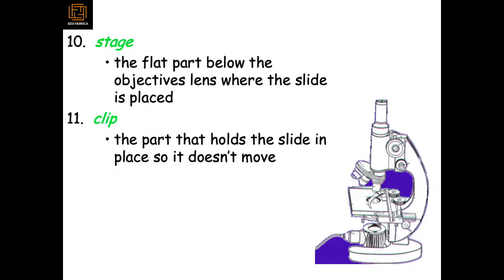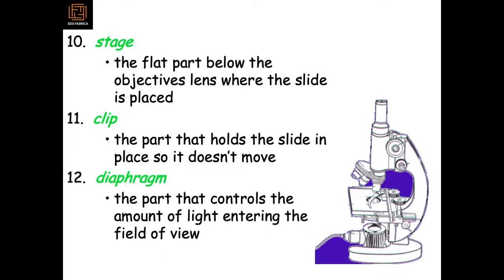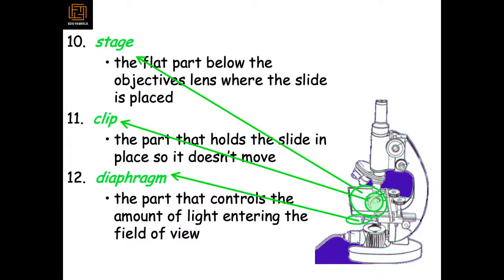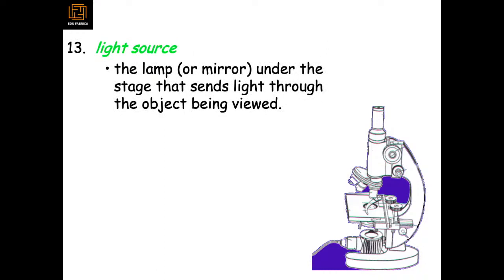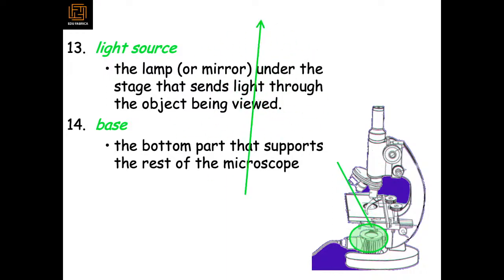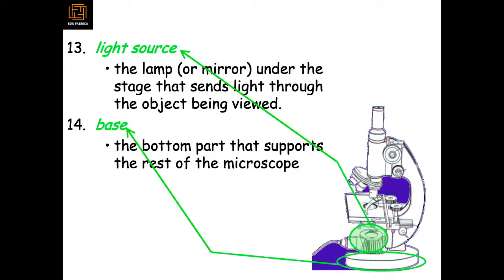Then the next part is your stage, on which you put your sample. Then there's a clip to hold your slides, and there's a diaphragm for the light entering into the field of view. From the bottom, the light source brings light up. The light source could be a lamp or a mirror. If it is a mirror, we can use sunlight or normal tube light to make our image brighter. And there's a base at the bottom to hold your whole microscope. So that's the basic anatomy of our microscopes.